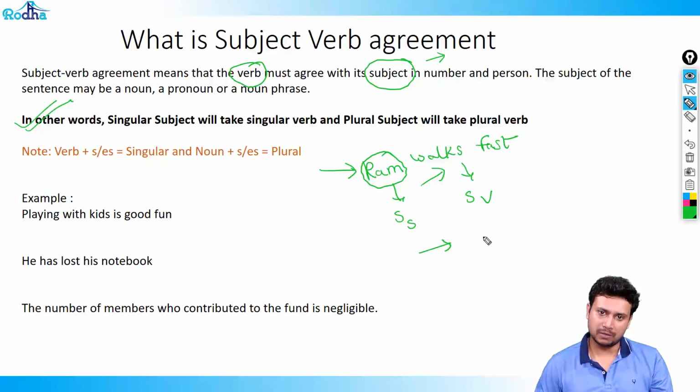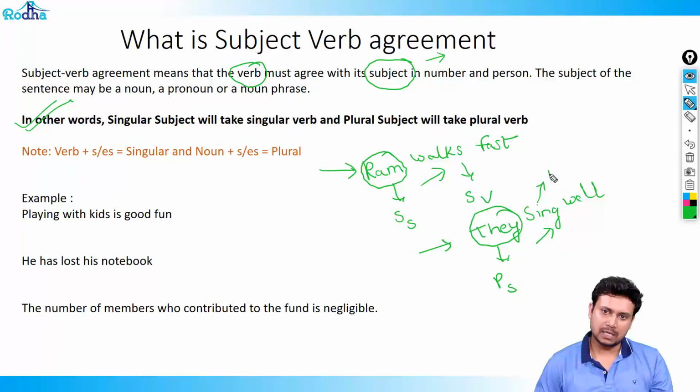Similarly, another example can be they sing well. Again, who sings well? They. So they is a plural subject and sing is a plural verb. So this explains how subject-verb agreement takes place. Let's look at a few more examples.